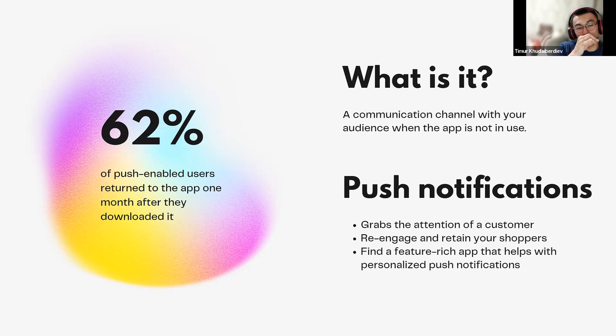And I would like to ask you to look at this number. We have 62% of push-enabled users return to the app 1 month after they download it. So what this number says is that we need to educate people, let them know that they need to turn on their push notifications, and we are good to go, since most of them, like 62% of them, will retain with our app. We can win them back with our push notifications.